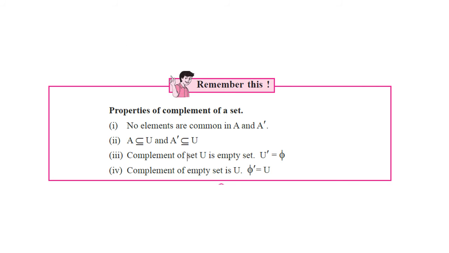Now we should remember the following properties of the complement of a set. First, no elements are common in A and A complement, as the elements which are present in A are not present in A complement, and the elements which are present in A complement are not present in A. Second, A is a subset of the universal set and A complement is also a subset of the universal set. Then the complement of set U is an empty set. So if the universal set contains all the elements in it, its complement will of course be an empty set, and the complement of the empty set is the universal set.